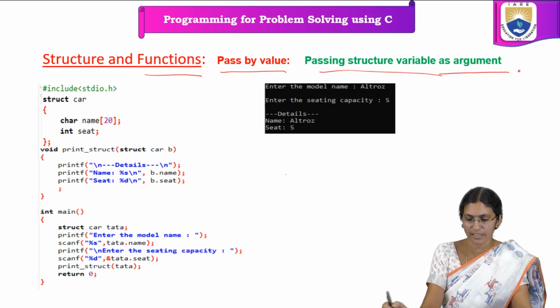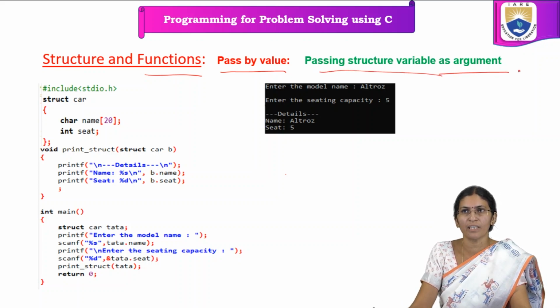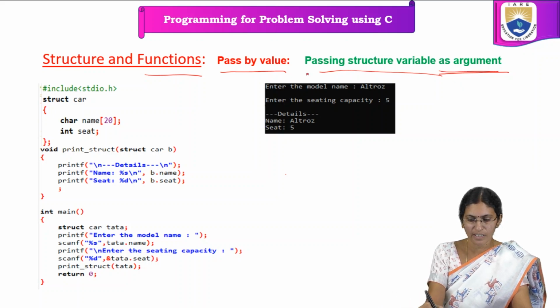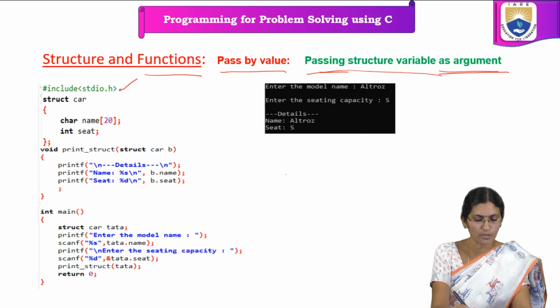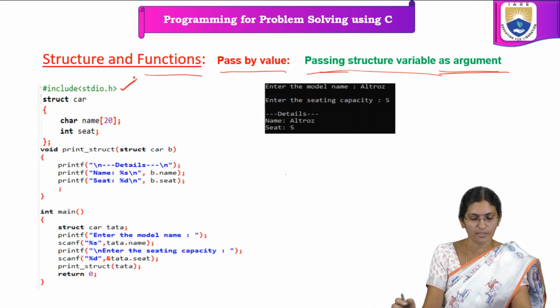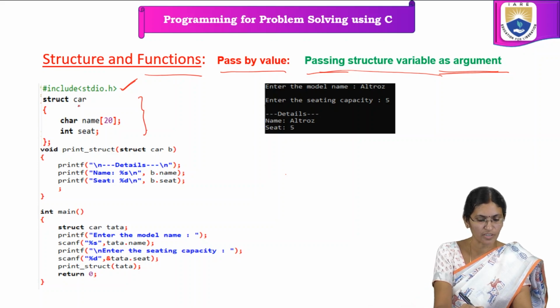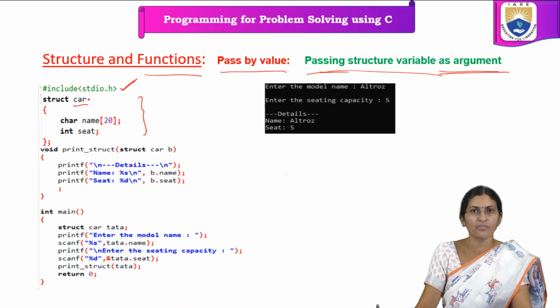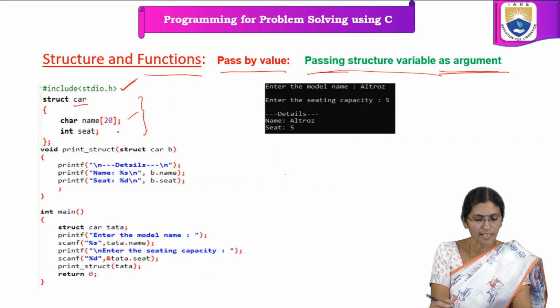Here we are taking the example of passing a structure variable as an argument. We can pass individual structure members as well as the whole structure variable as an argument. We'll see the example of how to pass a structure variable as an argument with the help of one program. We have included the stdio.h header file. Then this is the structure definition. The name of the structure is car, and we have two members of this structure. One is an array of characters and the other one is seat, which belongs to integer type.